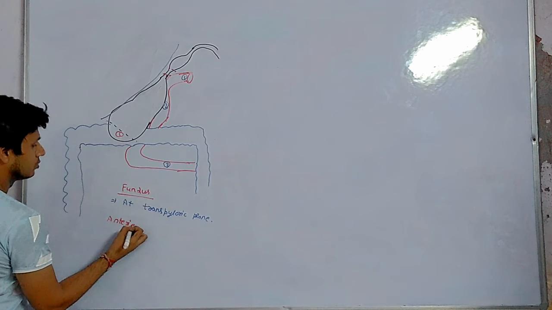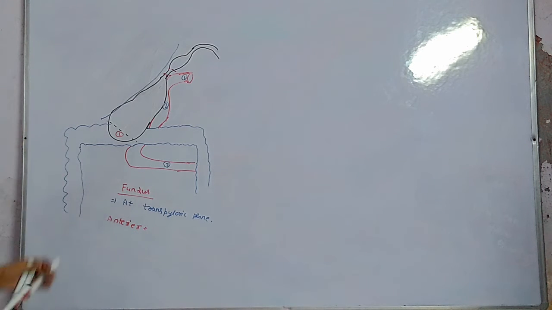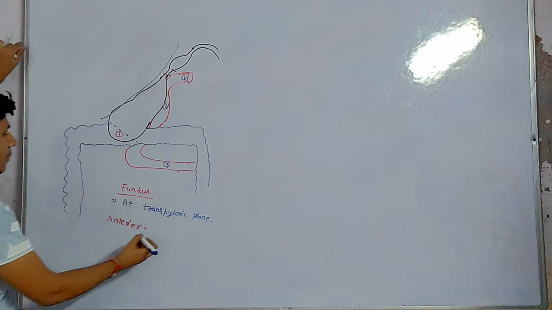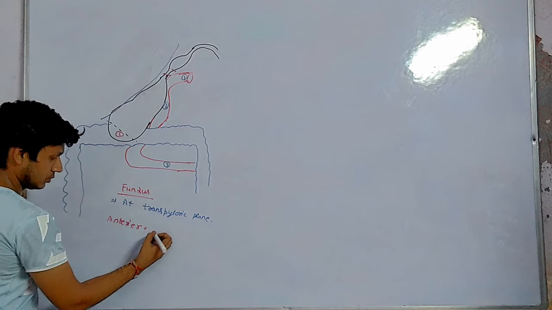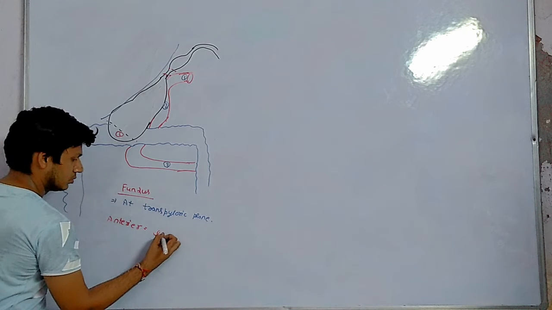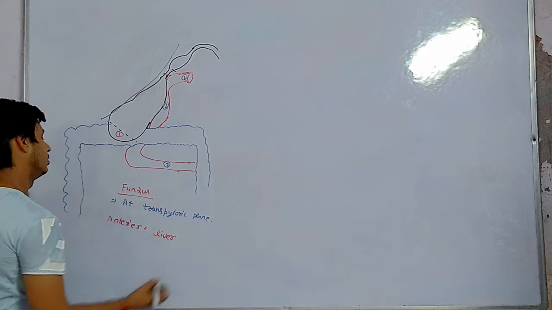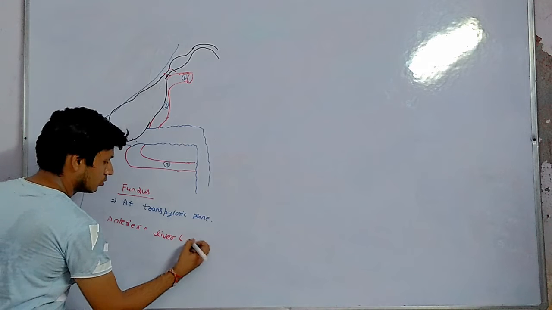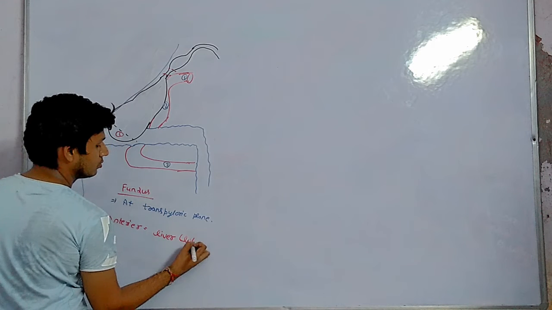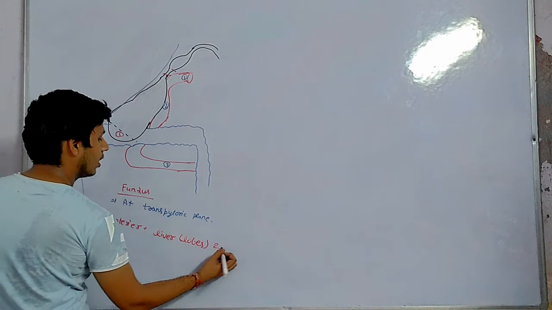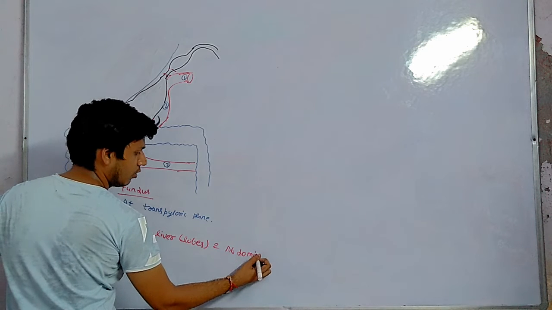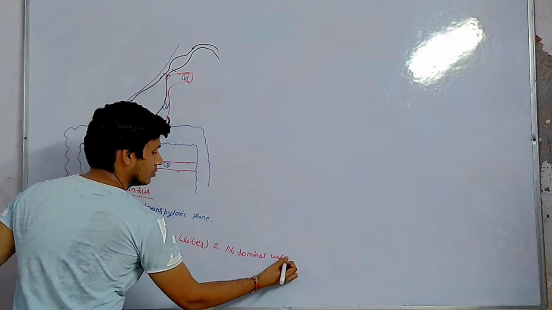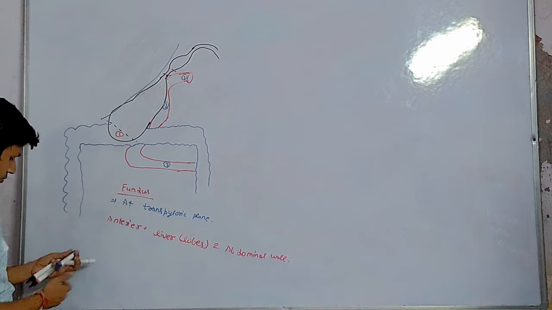Anteriorly, what things do we have? We have anteriorly the abdominal wall, basically the liver. Liver lobes can come, liver lobes and kidney and abdominal wall. Done. Now come to the posterior.